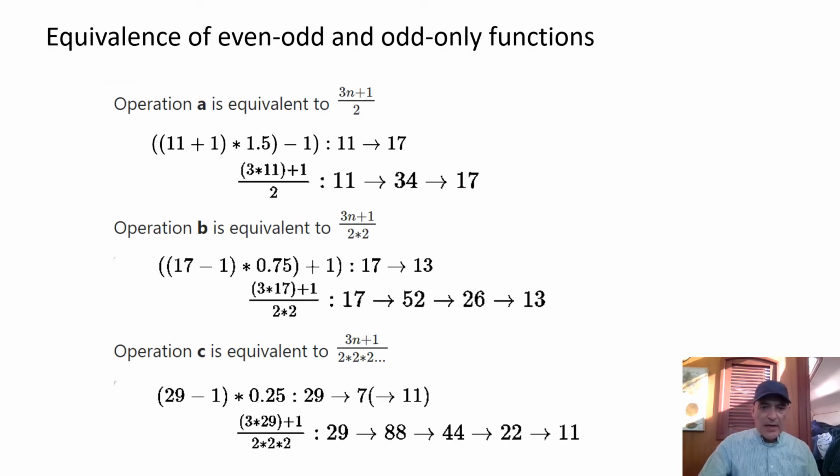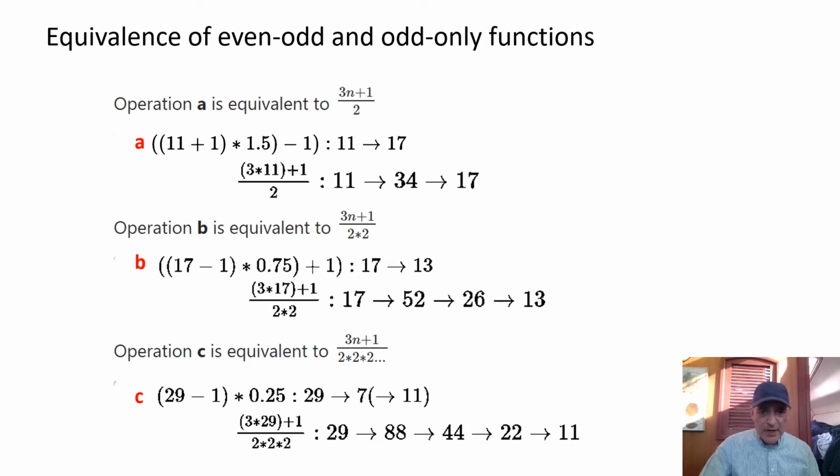So here we have a slide, a busy slide about the equivalence of even, odd, and ordinary functions. And again, we note there's operation A, B, and C. In the first case, A, there's 1 division by 2 in the even-odd version. And the odd version, my version, is never going to have an even number. Obviously, it's just direct from 11 to 17.